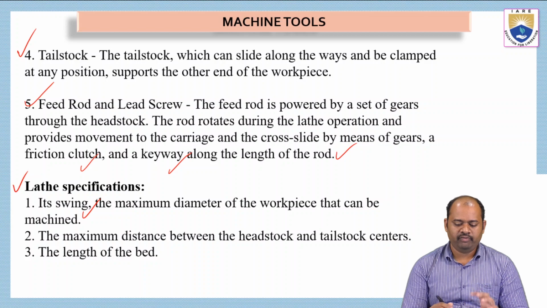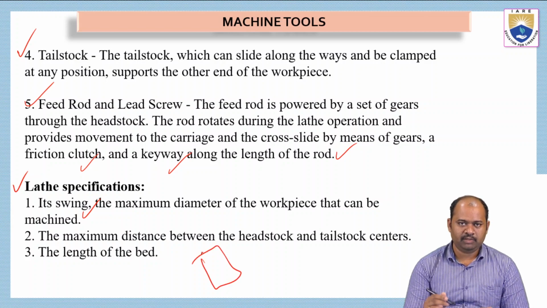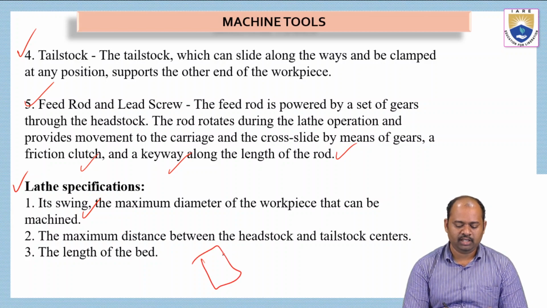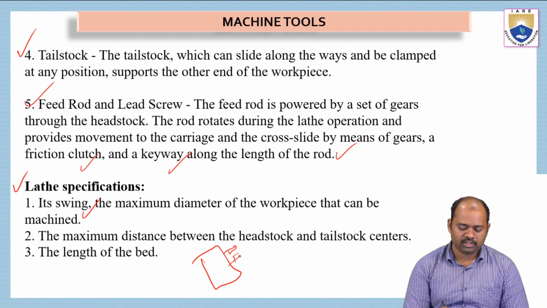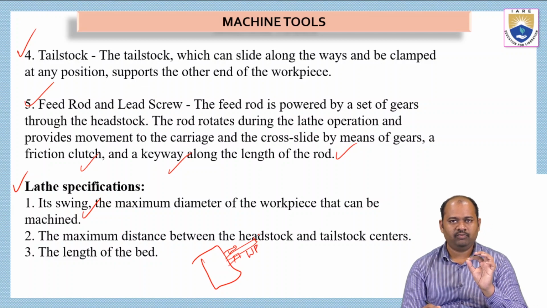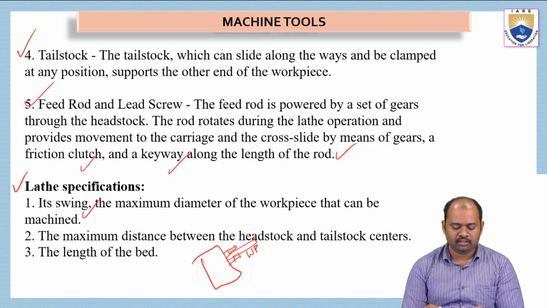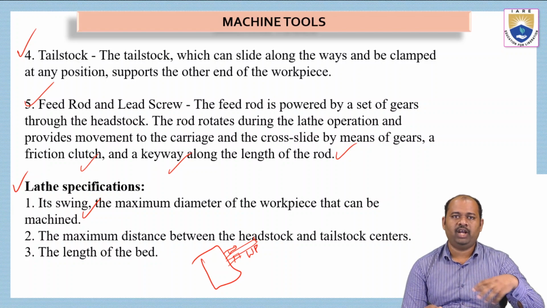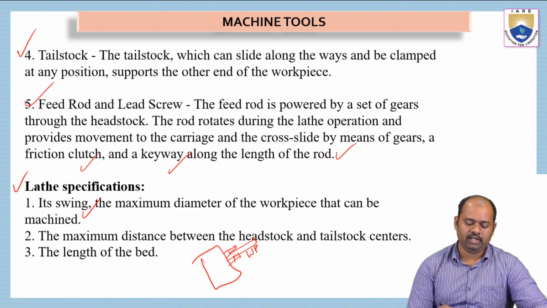Every chuck, as we have seen in the previous slide, has chuck jaws. Inside these jaws, we have to fix the workpiece. So the diameter of the workpiece should always be less than the chuck diameter. If the chuck diameter is less, we have to go for a bigger lathe machine.